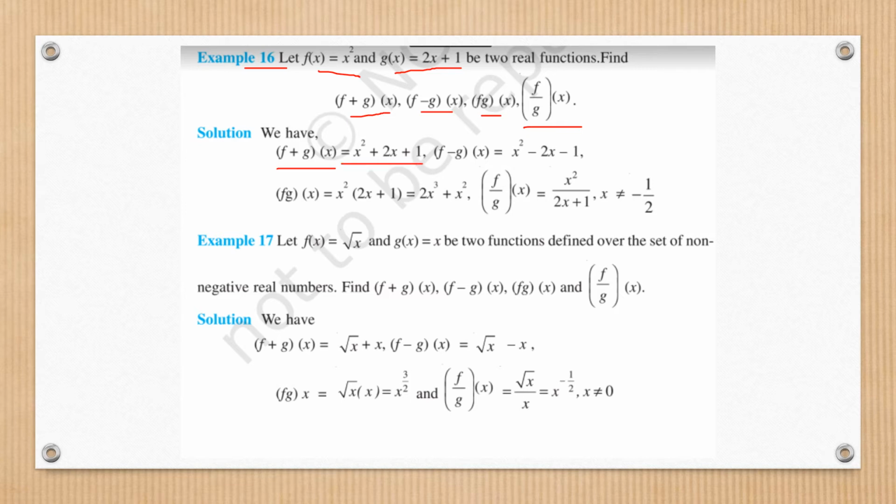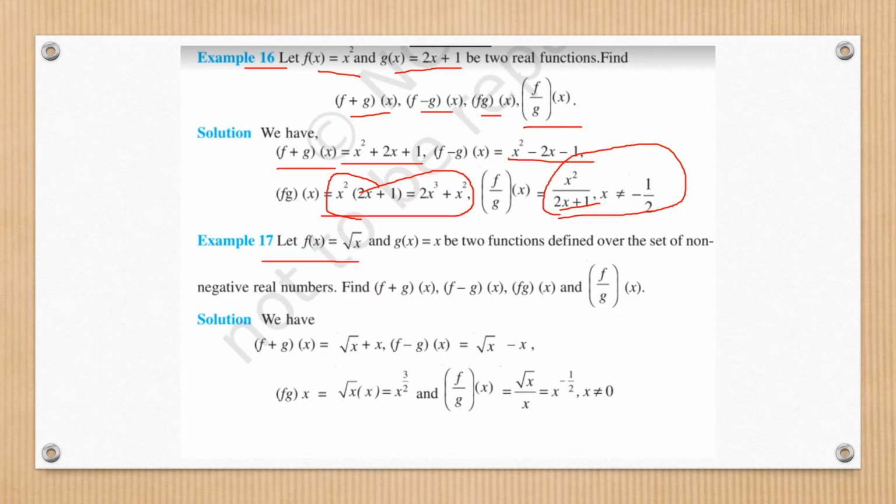That will give you x square plus 2x plus 1. The difference is x square minus 2x minus 1, because minus of 2x plus 1 will give you x square minus 2x minus 1. Multiplication means x square into 2x plus 1. So this is the result. And division will give you f by g, that means x square upon 2x plus 1. Now you know that this denominator should not be equal to 0, meaning x is not equal to minus half, because that will make this function not defined.